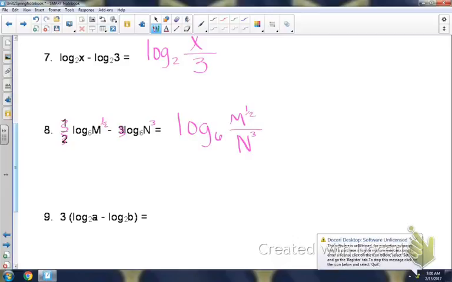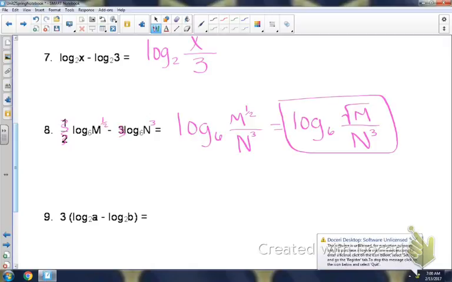And then remember the 1/2 means square root, so I want you to go another step with that and write square root of m over n cubed. So if you have a 1/2 exponent, go ahead and rewrite that as the square root of that term. If you have a 1/3 exponent, write it as the cube root. 1/4, write it as the 4th root.